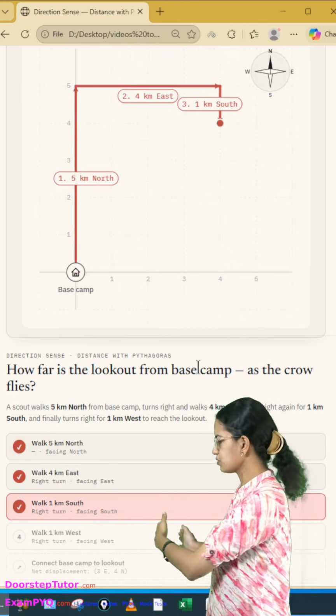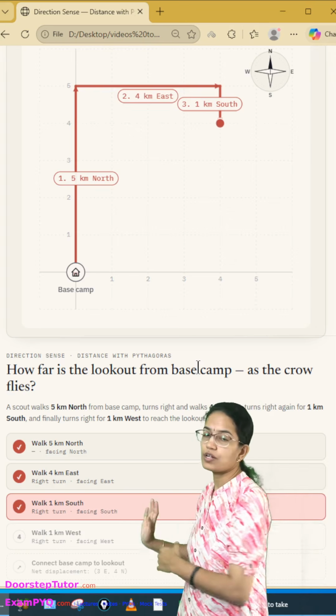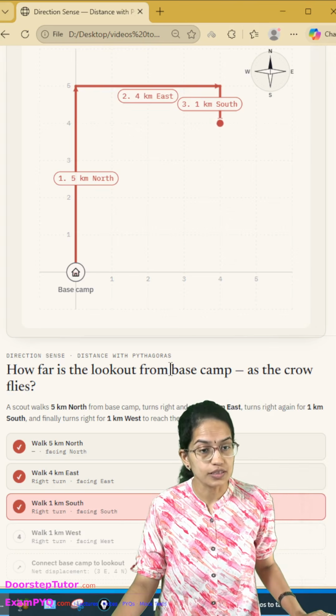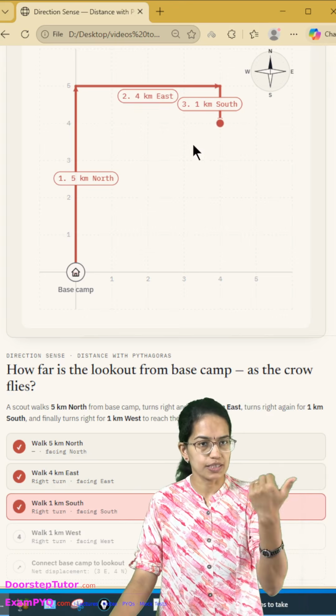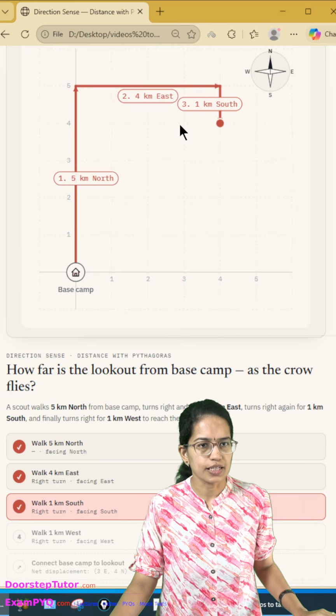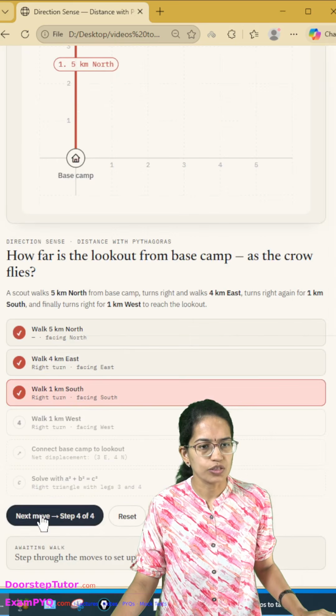Finally, from that south position he turns right, which means 1 kilometer west. Okay, west means this direction. So 1 kilometer again is this direction. So he walks 1 kilometer.